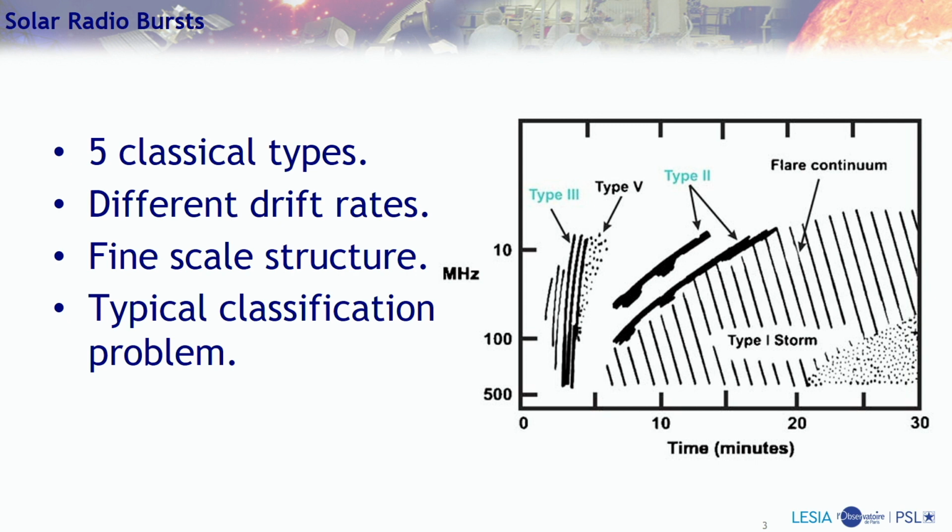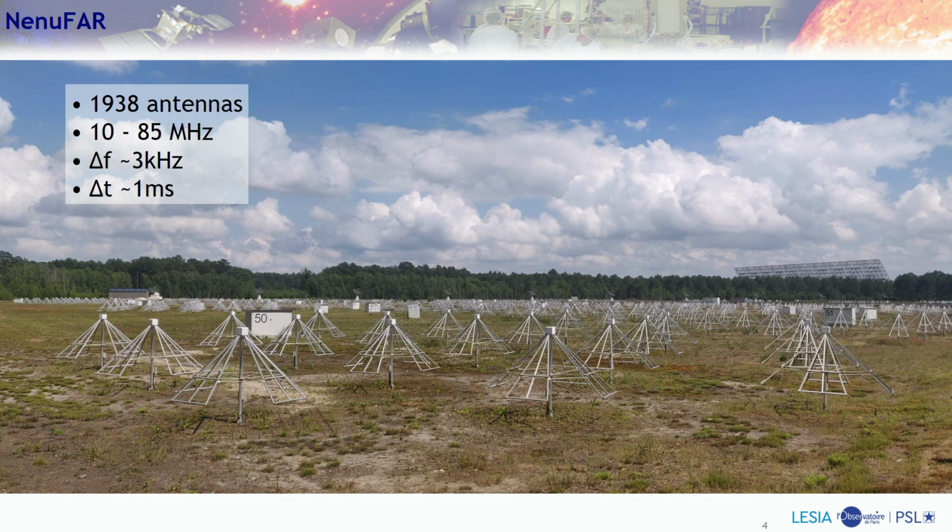And this is a typical classification problem. We have some data, and we have shapes in it. We want to find out what they are automatically without spending too much time on it. NenuFAR is the new extension to LOFAR in Nançay. It's basically a whole bunch of antennas, the LWA style antenna for anybody who's familiar with that, but it's an add-on to the existing LOFAR station in Nançay in France, and has become a superstation in its own right.